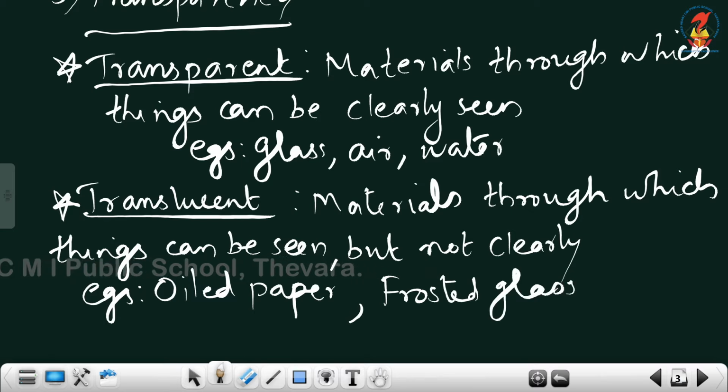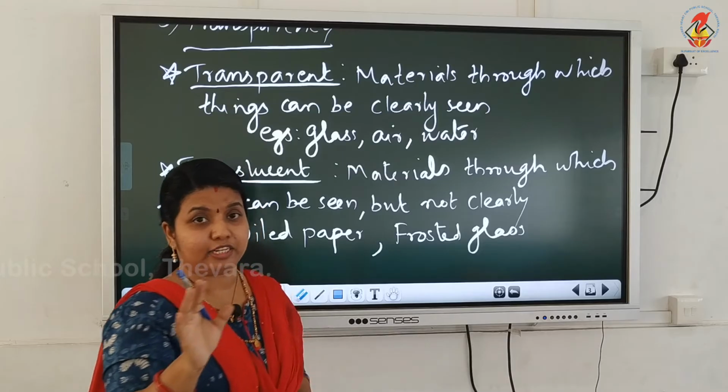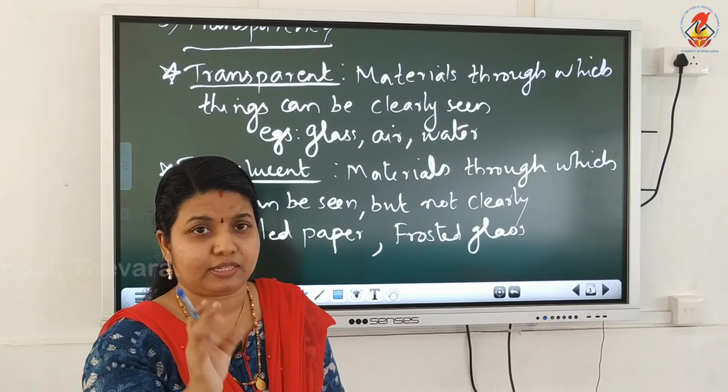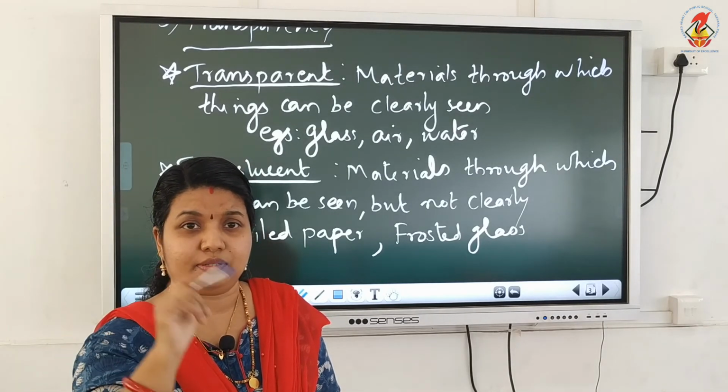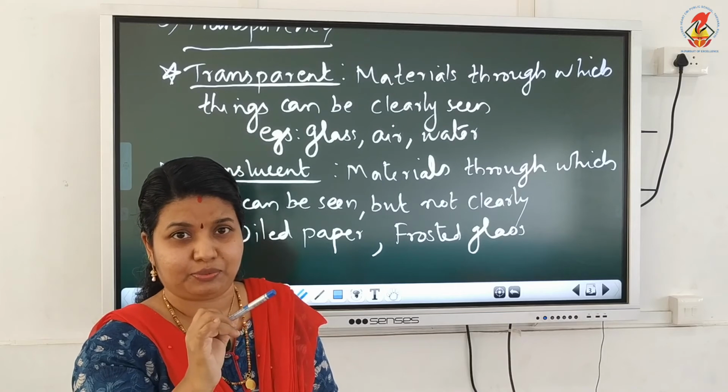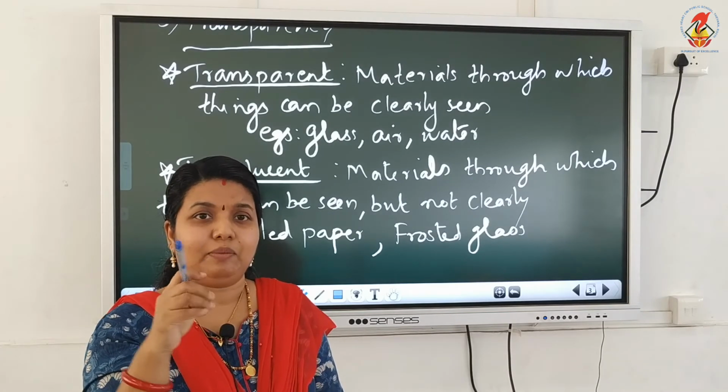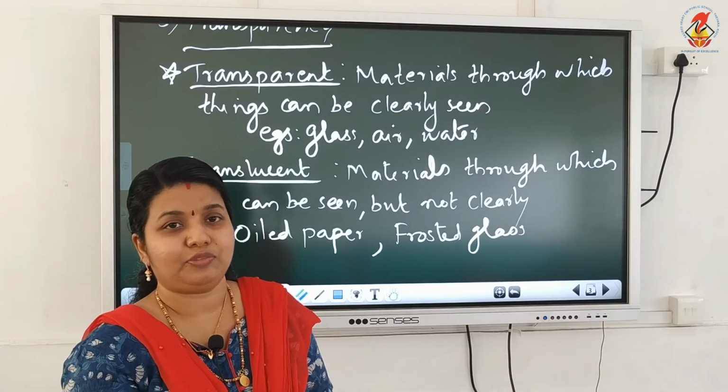frosted glass. Ordinary glass is transparent, but there is a special type of glass known as frosted glass. In the bathroom windows and doors, a special type of glass is used. We can see but not clearly. That is known as frosted glass.